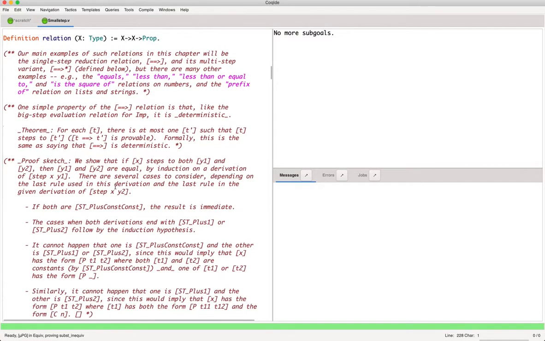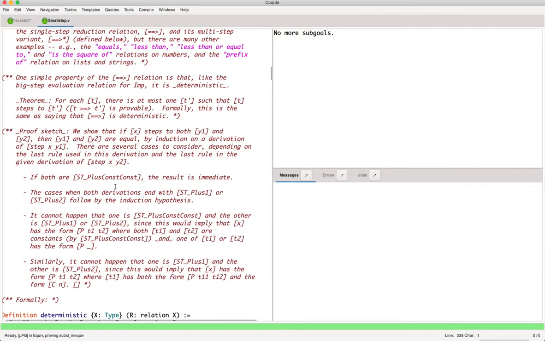For the simple language we've been doing in this chapter, with just the plus and the constants, this is the informal argument. If we have x stepping to y1 and x stepping to y2, then we need to show that y1 and y2 must be the same. If we step both of them using plus const, then there's only one answer for that. The uniqueness is determined by the rule for plus const.